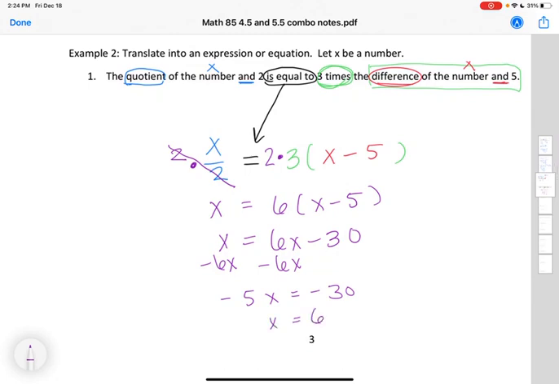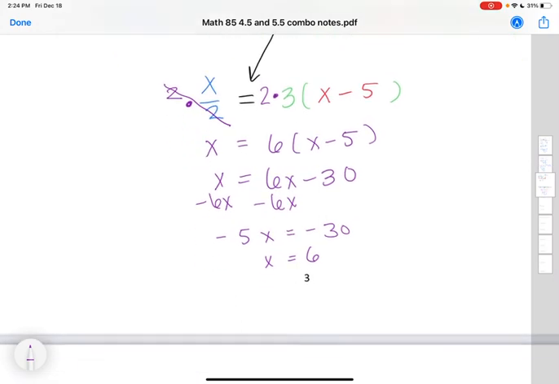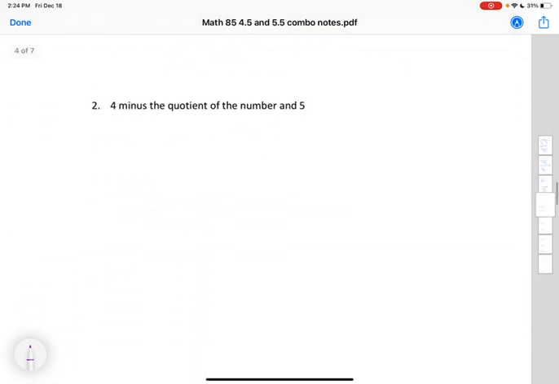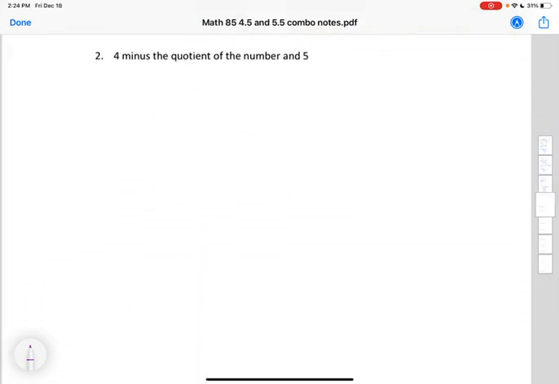All right, so 2 times 3, I got 6. Distributed my 6, moved them over, divided by -5, and -30 divided by -5 is a +6. All right, next, we have 4 minus the quotient of the number and 5. So go ahead and hit pause. Give this one a try. This one's just going to be an expression, right? Because it doesn't say is equal to. So go ahead and try this one. Come back when you're ready.